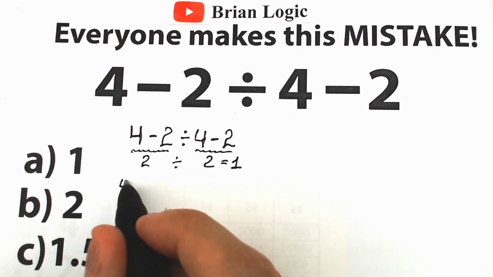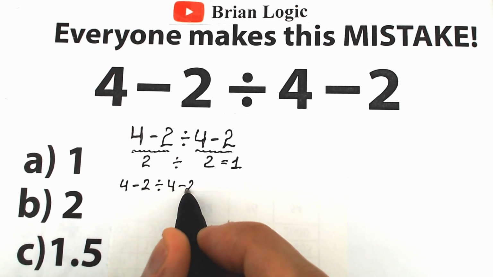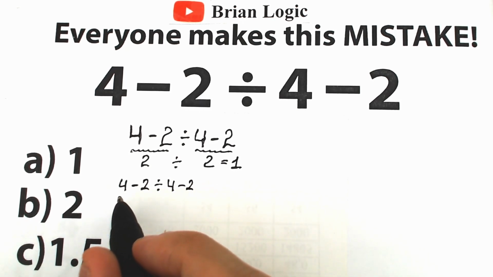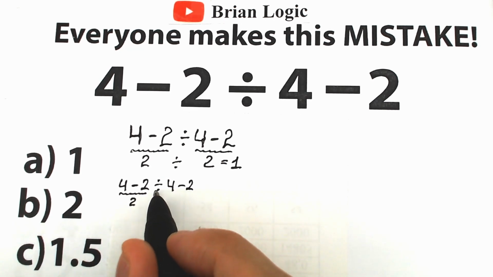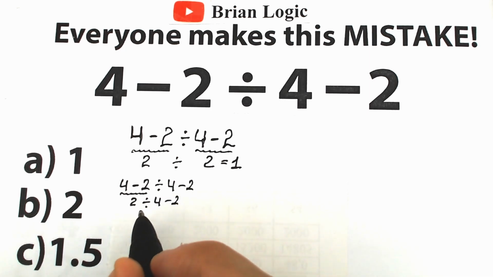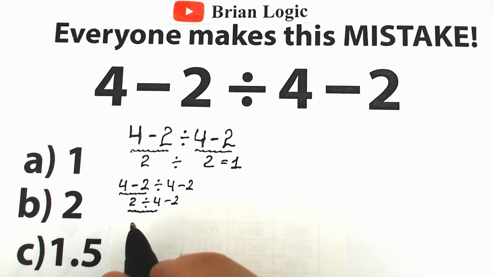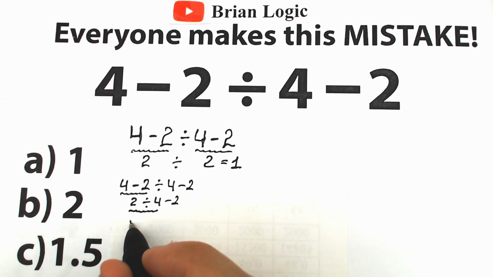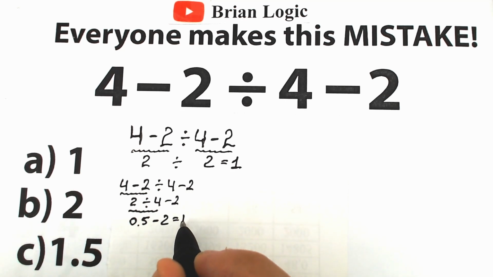So we have this challenge, 4 minus 2 divided by 4 minus 2. Obviously from left to right: for 4 minus 2, the first step gives us 2. Next we have this division by 4, then minus 2. Once more from left to right, we have 2 divided by 4 equals 1/2, or let's go with 0.5, and we have minus 2. So as a result we have 1.5 with the minus sign right here.